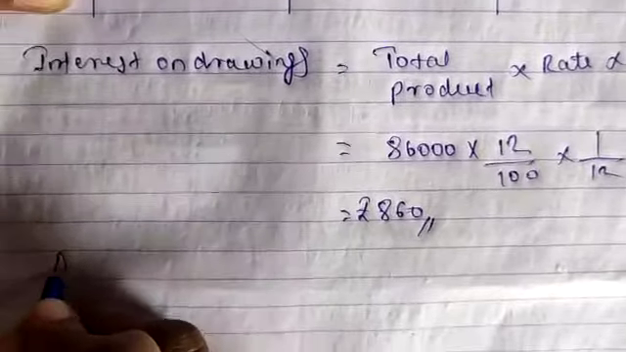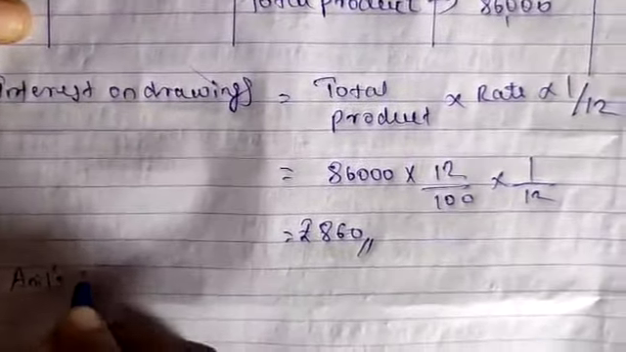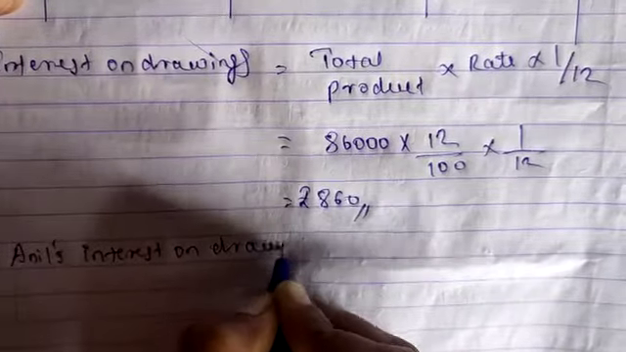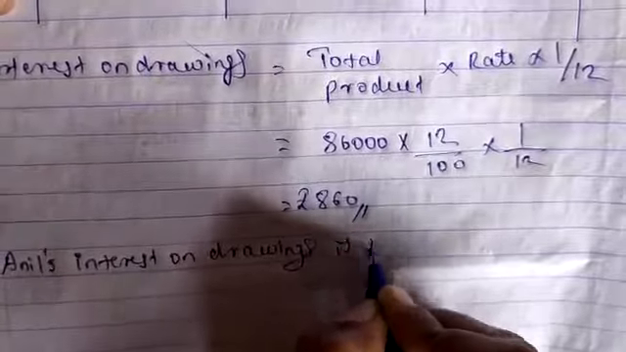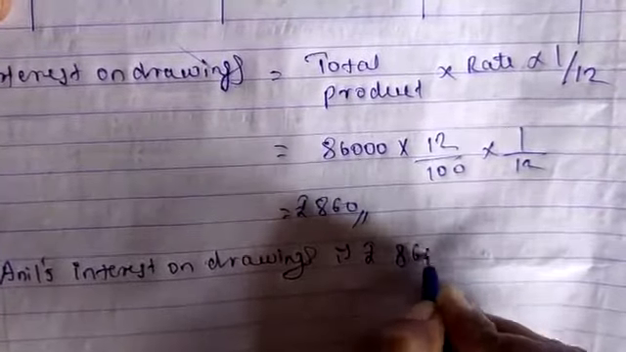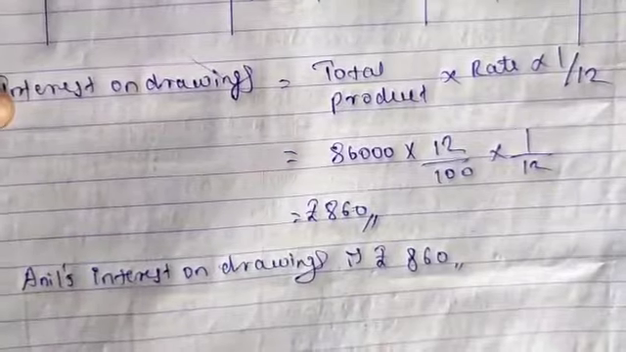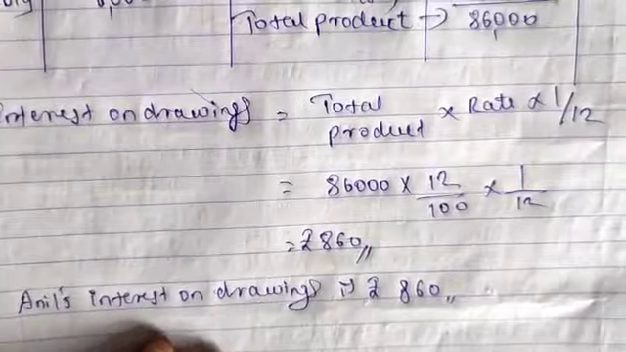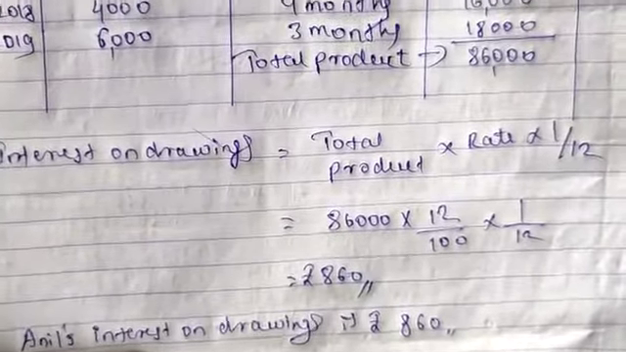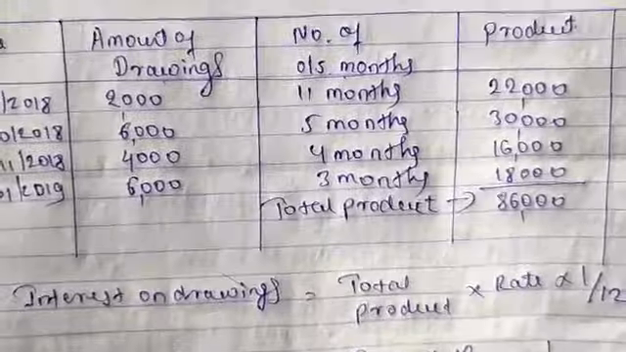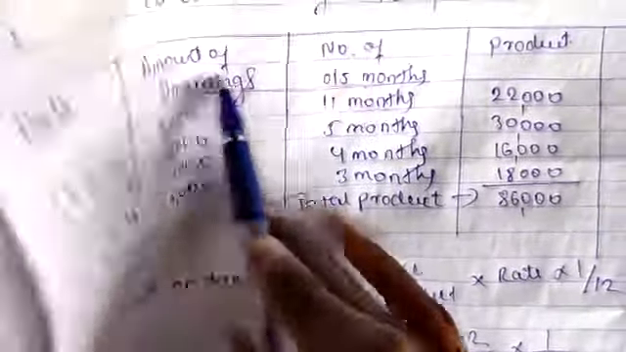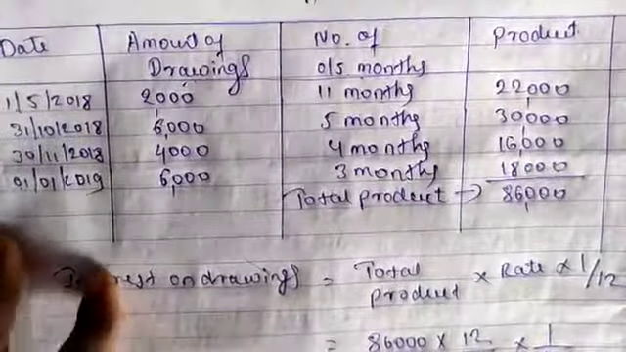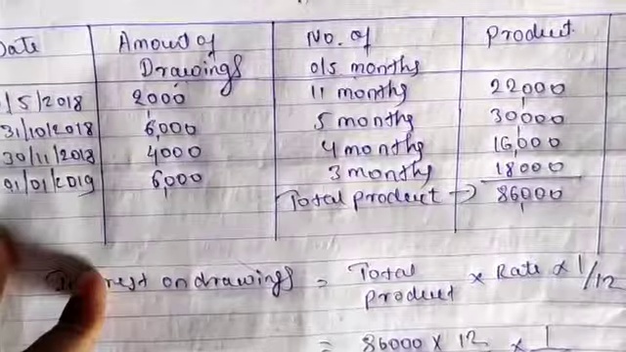So last line, Anil's interest on drawings is rupees 860. Rupees 860 is the interest on drawings of Anil. So this is a method to calculate the interest on drawings under the product method. The only different thing here is the calculation of total product, by taking date, amount of drawings, number of outstanding months and product. These all are important here. This is a main method in coming annual exams.